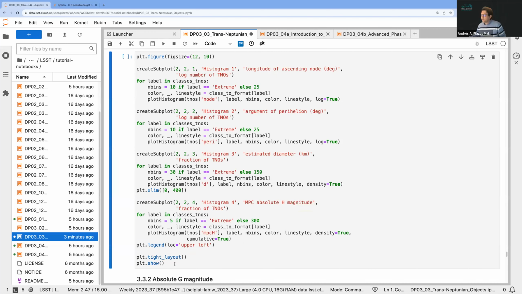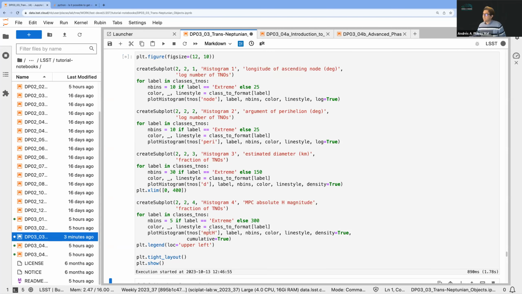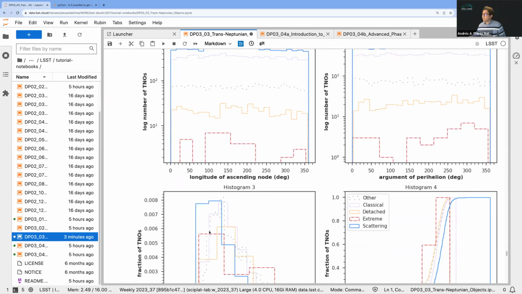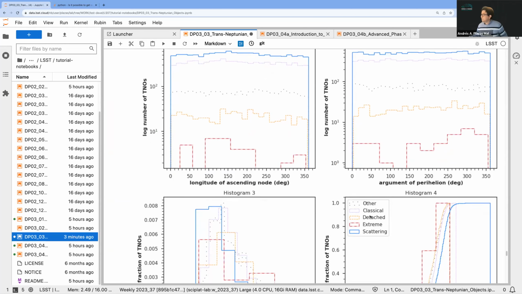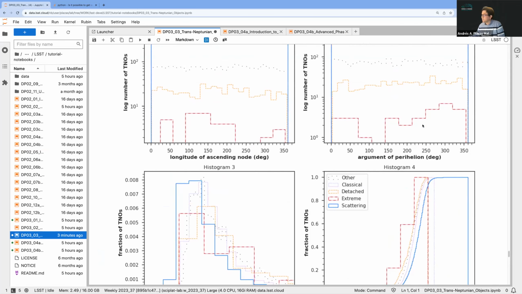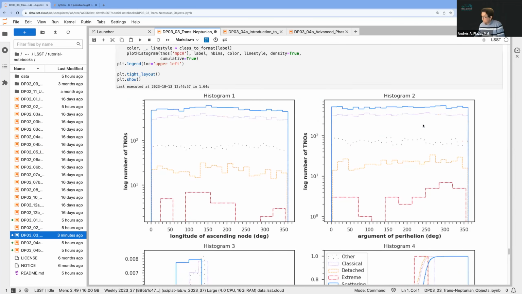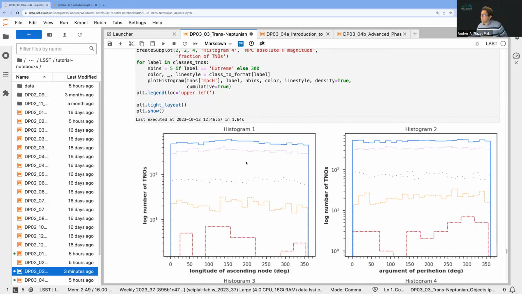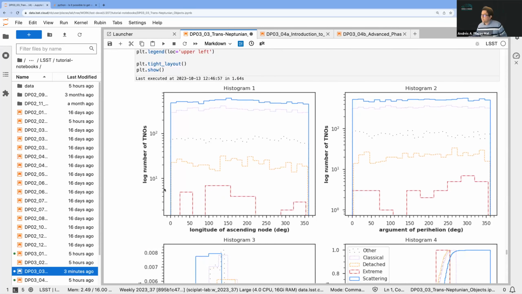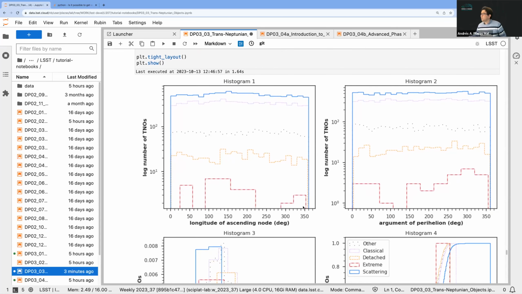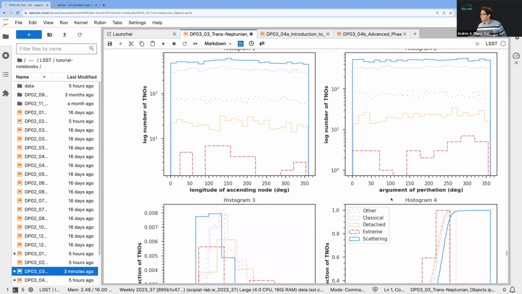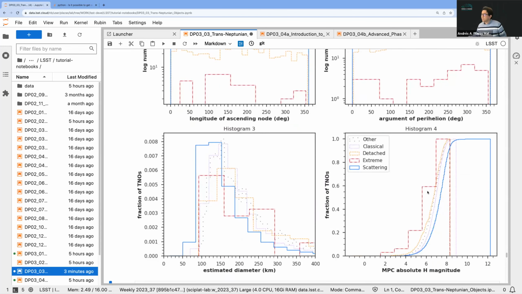And then we have one cell block that is going to show the histograms of the parameters that I was talking about. So we have the label here in histogram number 4. Let's look at the histograms. Number one, we have the inclination in logarithmic space. Then we have the longitude of the ascending node. The second histogram is telling us about the argument of the perihelion.